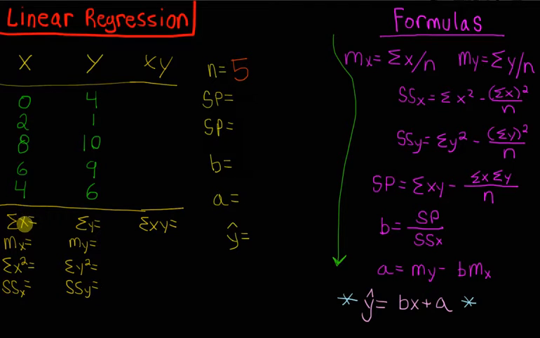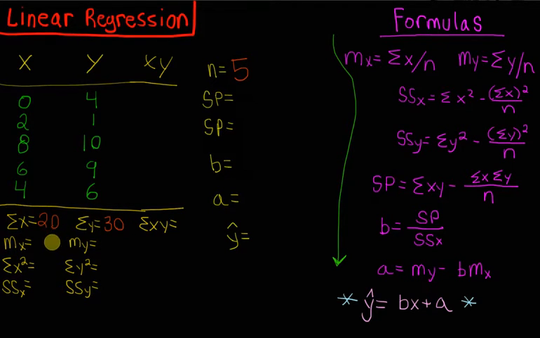Here we have the sum of x. So that's just the sum of each of these values. So 0 plus 2 plus 8 plus 6 plus 4. That's going to give us a grand total of 20. Let's do that for y. 4 plus 1 plus 10 plus 9 plus 6. That's going to give us a grand total of 30.